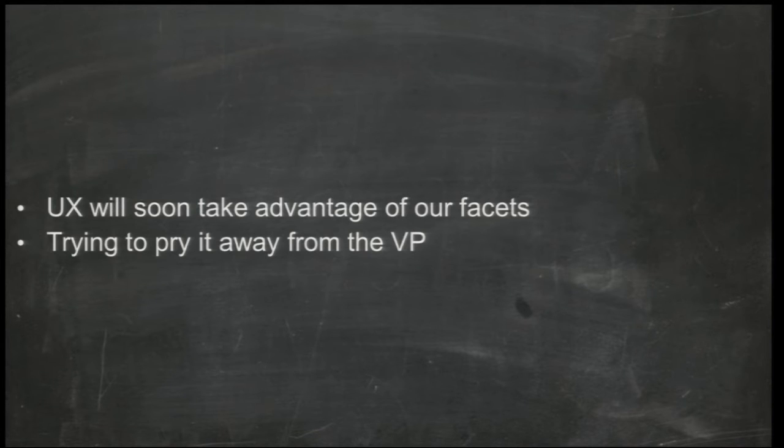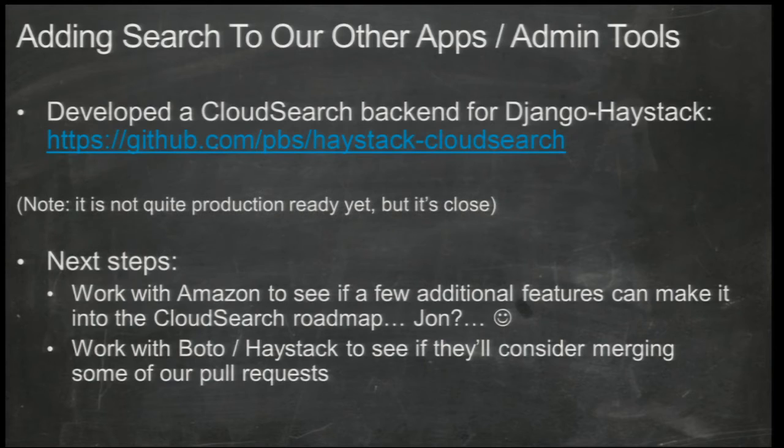So the UX is actually taking advantage of the facets now. The next step is trying to pry it away from the VP. We're trying to make this into a serious product with staging environments and QA environments, and in order to put more ops and product around it, we need to eventually get it into a product team. That's one of our next steps.